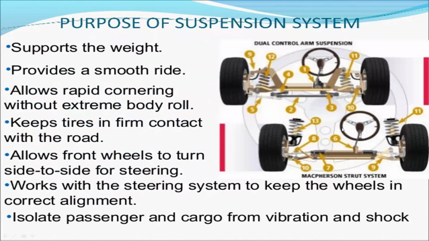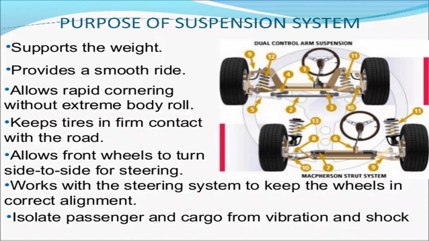Next one, what is the main purpose of the suspension system used in automobile vehicles? The suspension system supports the weight. A high amount of weight acts on the body. The suspension system should take that weight and give a smooth ride on the roads, and it provides a smooth ride and allows rapid cornering without extreme body roll.